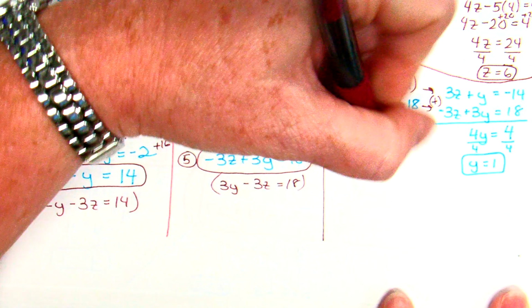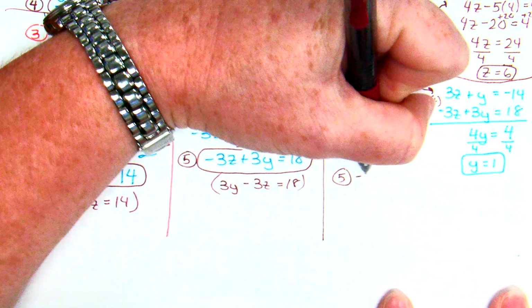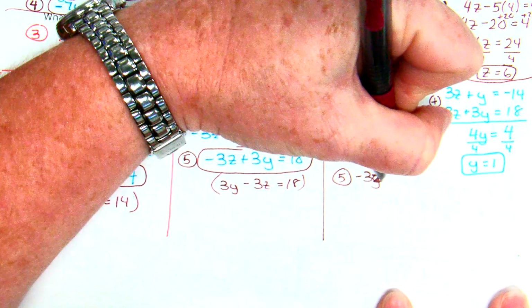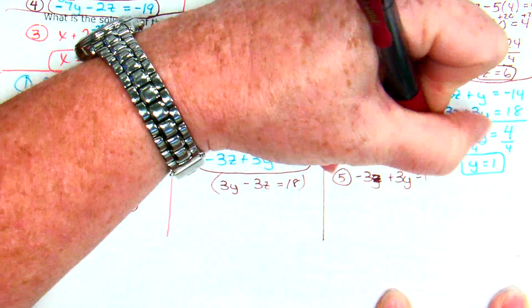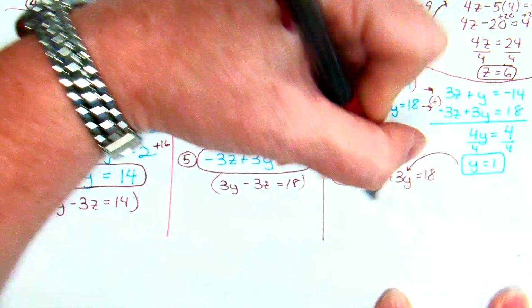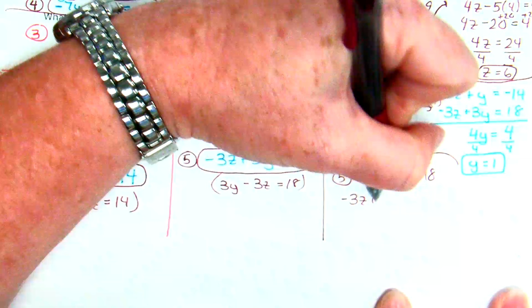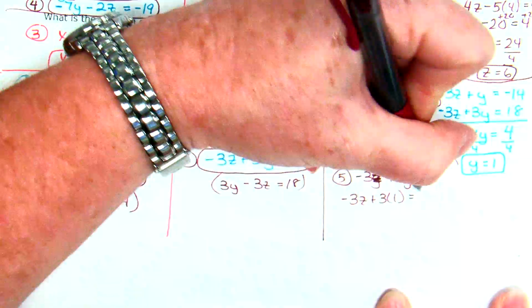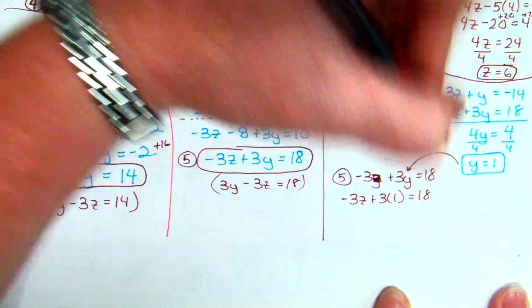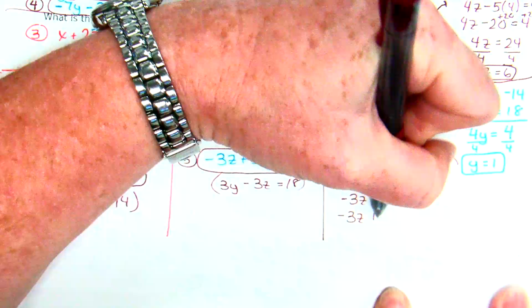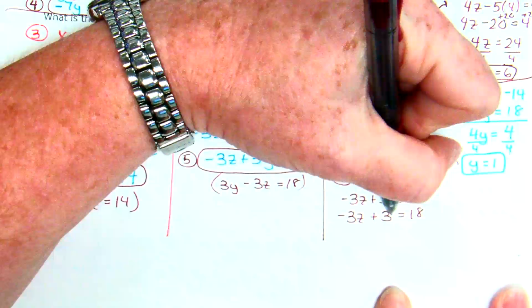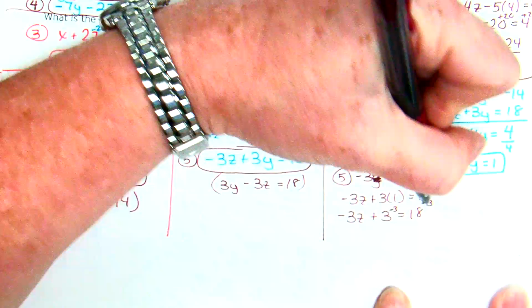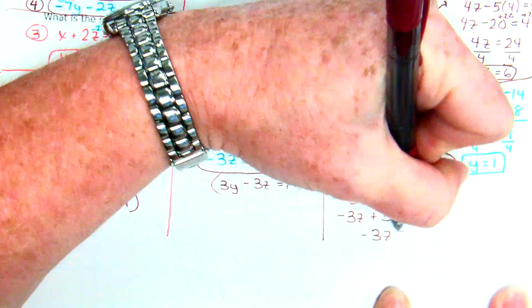You used 5? I think I've used both today, honestly. So if we use 5, it's negative 3z plus 3y equals 18. So negative 3z plus 3 times 1 equals 18. Negative 3z plus 3 equals 18. So if it's plus 3, we're going to subtract 3. Negative 3z equals 15.